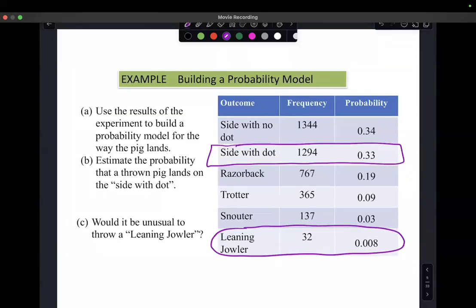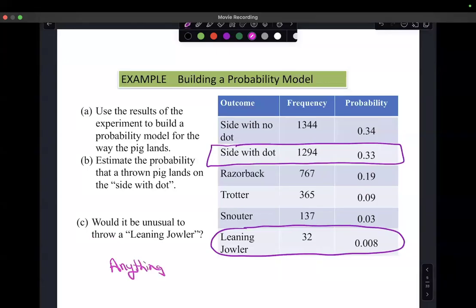So a leaning jowler would be unusual because it occurs less than 5% of the time. Same thing with snouter. Snouter is at 3%, so it is also unusual, but trotter is not because trotter is 9%. So anything that occurs less than 5% of the time is considered unusual. I'm going to write this down because words in writing help.